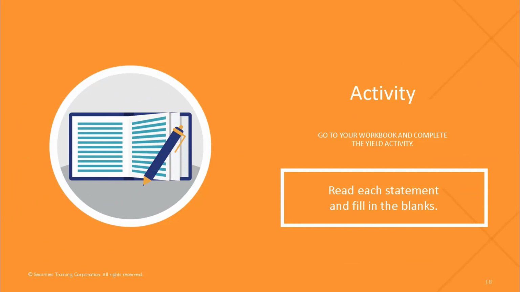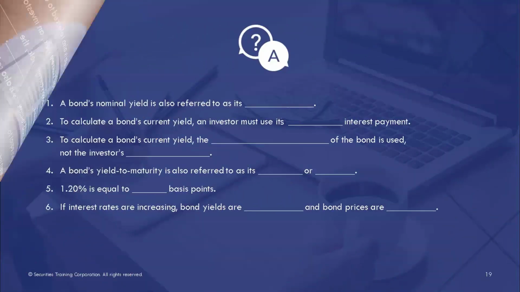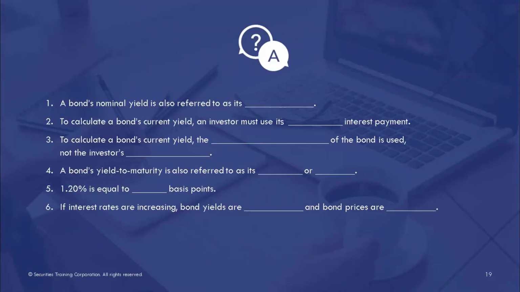Now that we've talked about the various yields, please go to your workbook and complete the yield activity. We're going to read each statement, and then we're going to ask you to fill in the blanks. Let's do that now. A bond's nominal yield is also referred to as its coupon rate. So nominal yield and coupon rate or annual interest rate all refer to the same thing.